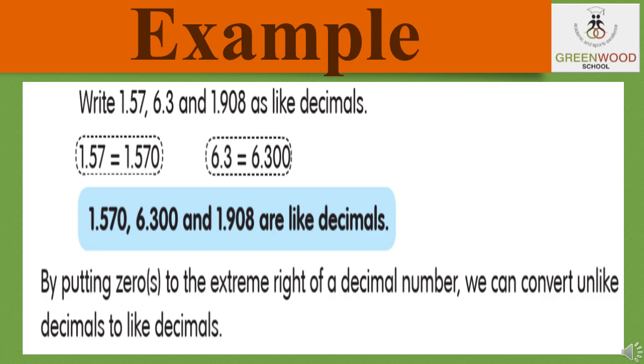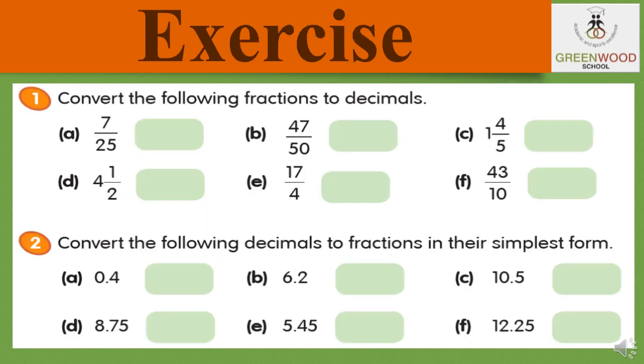So 1.57 we can write as 1.570, and 6.3 we can write as 6.300. Now all the three decimals have three digits after the decimal point. That means by putting zeros to the extreme right of a decimal number, we can convert unlike decimals to like decimals. Solve the following exercise. Question 1. Convert the following fractions to decimals. And question 2 is convert the following decimals to fractions in their simplest form.